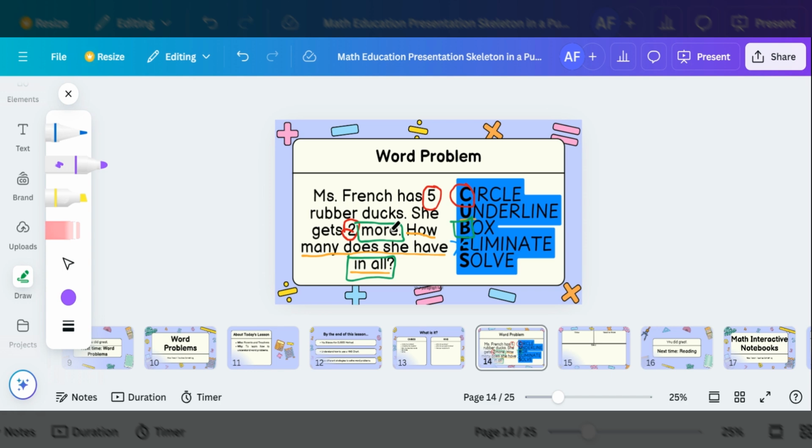And then the last part is solve. So we know that we're working with the numbers 5 and 2. Our question is how many does she have in all? Our important words are more and in all. So we know, and in my class we would talk about if I'm getting more ducks and I'm asking how many do I have in all or all together, what do you think that means? And we'd come to the conclusion that we should be adding.